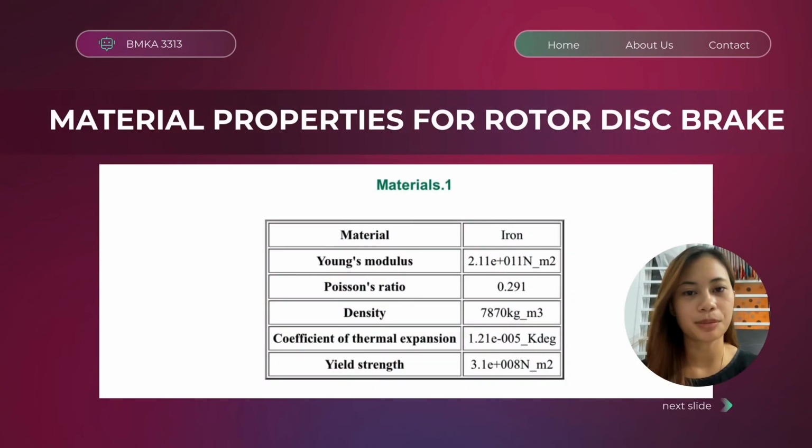So this is the material properties for the rotor disc brake for our group. The material is iron and the Young's modulus is 2.11E+11 N/m². The Poisson's ratio is 0.291 and the density is 7,870 kg/m³. The coefficient of thermal expansion is 1.2E-05 per degree Kelvin. The yield strength is 3.1E+08 N/m².